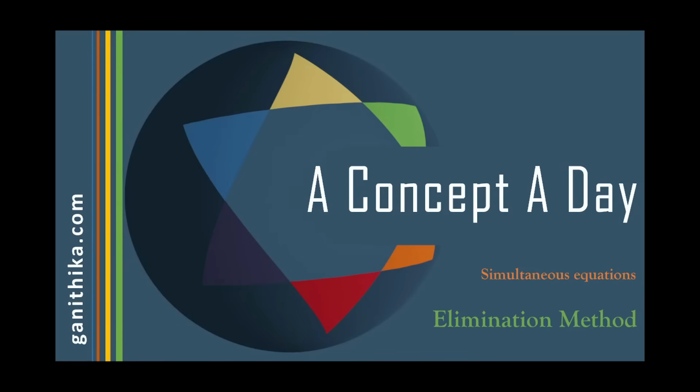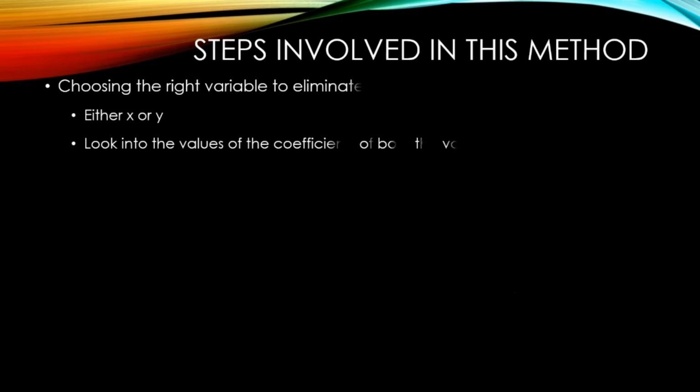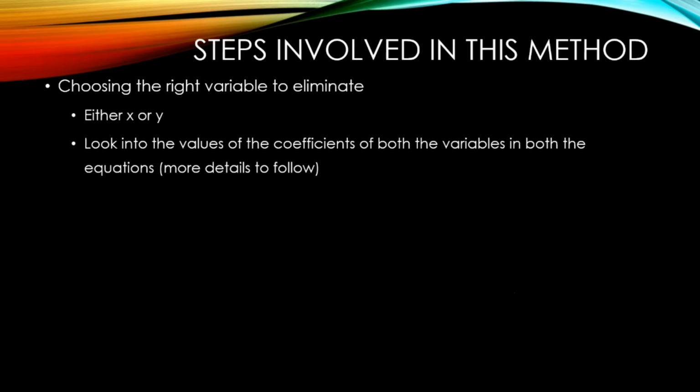How to solve simultaneous equations using elimination method. The steps involved in this method are: the first one is you have to choose the right variable to eliminate. For that, you can either choose x or y. You have to look into the coefficients of both x and y in both the equations given, and you will have more details in a little while. Now, once you have chosen the particular variable, eliminate it accordingly.